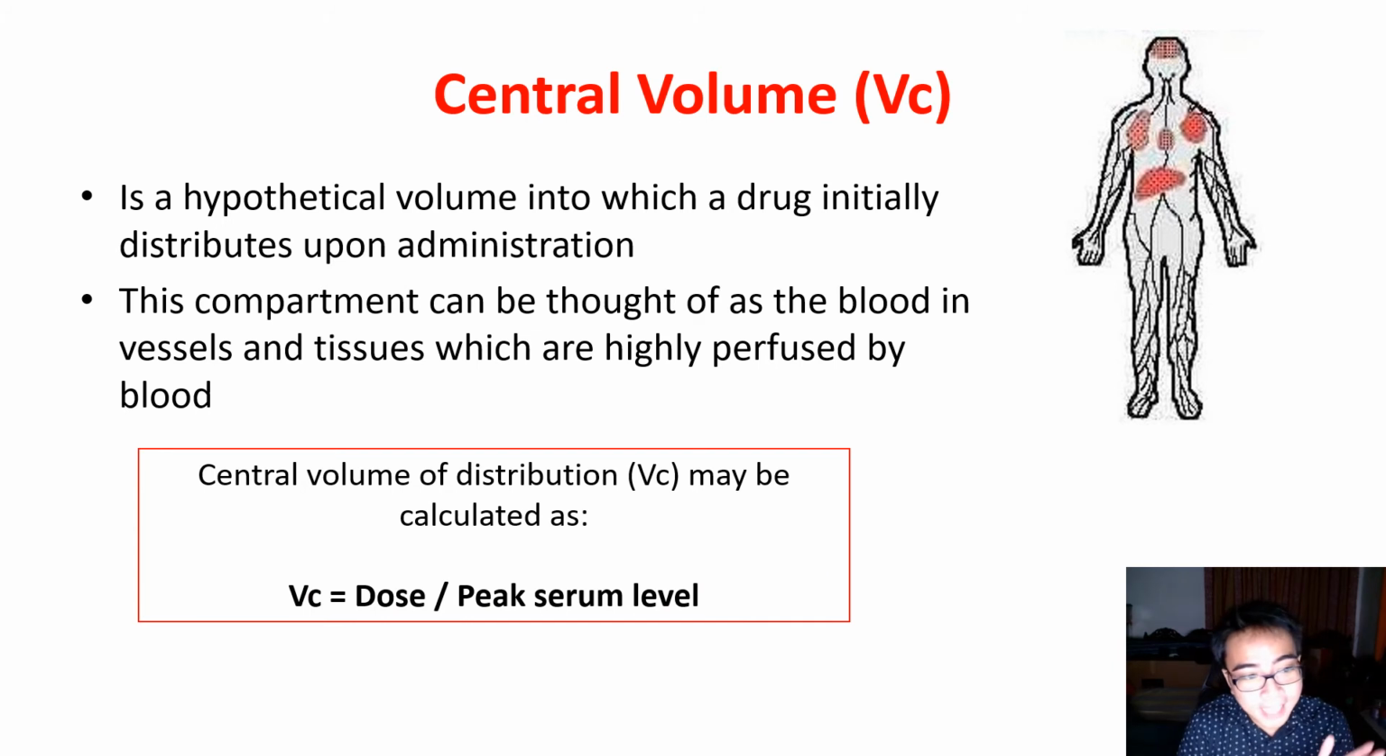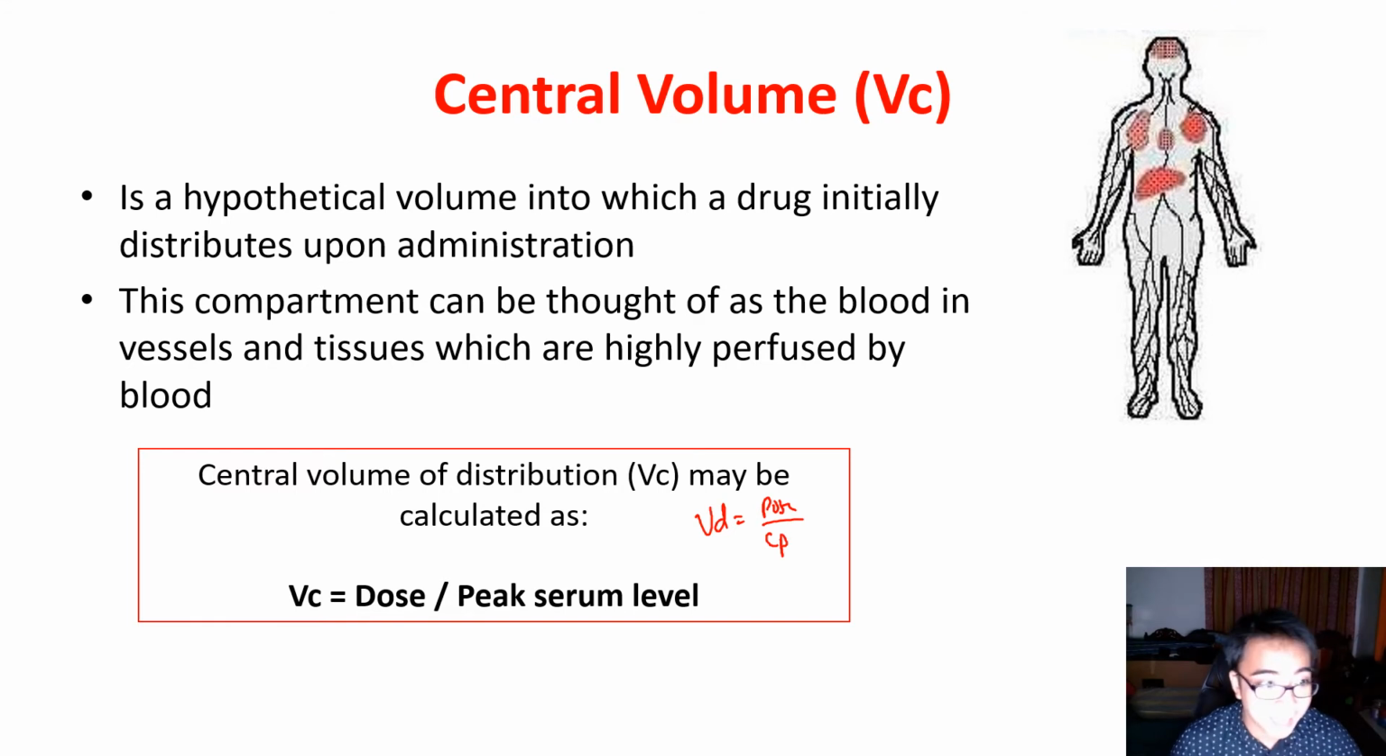Now, the volume distribution, class, can be classified into two main parts. We have the central volume and then the peripheral volume. When we talk about the central volume, class, this is the volume of fluids in the central compartment, or those organs that are highly perfused. Okay, so it's a hypothetical volume into which a drug initially distributes upon administration. So this compartment can be thought of as the blood in vessels and tissues which are highly perfused by the body. So the central volume, class, may be calculated as follows. So VD equals dose divided by peak serum levels. Or yung equation na sinulat natin kanina. Simply VD equals dose over CP.